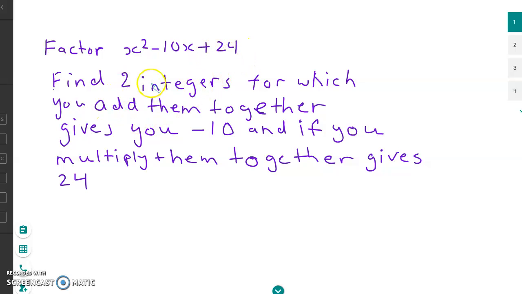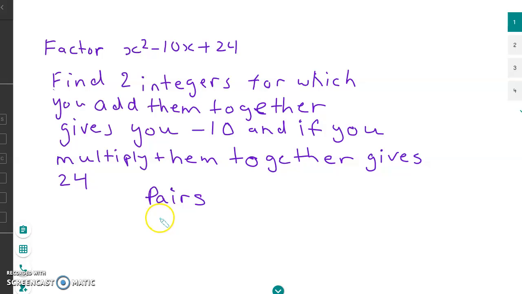I hope this clarifies what I mean. So now let's find those pairs of integers. Let's look at all the pairs of integers for which if you multiply them together gives you 24.